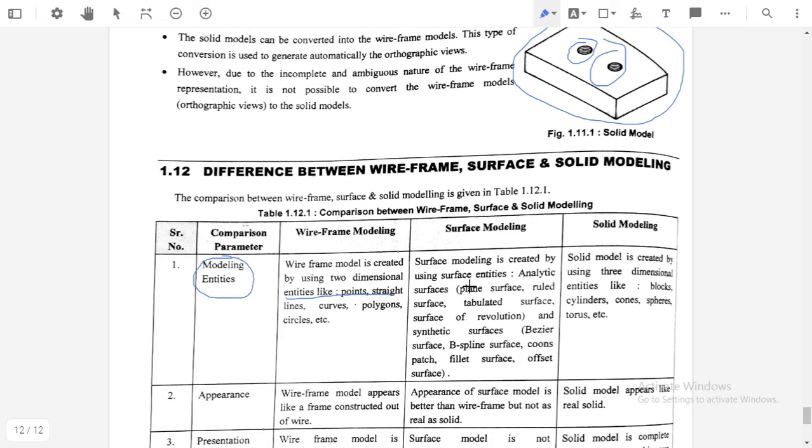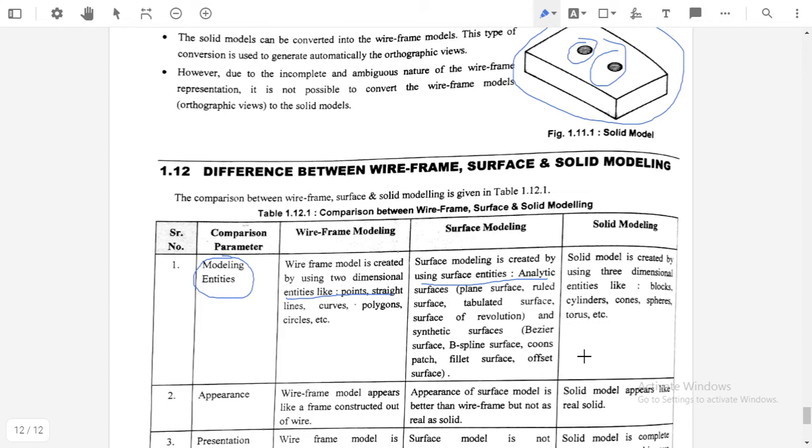And a surface model is created by using surface entities. Which are the different surface entities? The analytical surfaces, that is plane surface, ruled surface, tabulated surface, surface of revolution, and synthetic surfaces, that is Bezier surface, beta spline surface, cone patch surface, fillet surface, offset surface, etc. These are the types of surfaces. Means different types of surface entities are available in surface modeling.